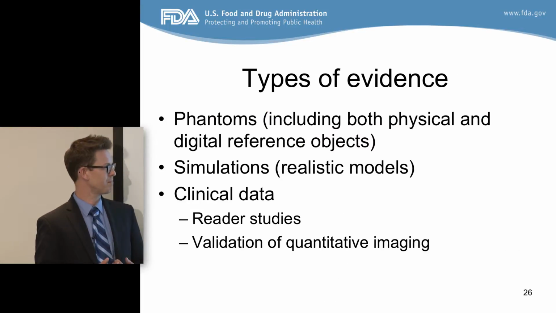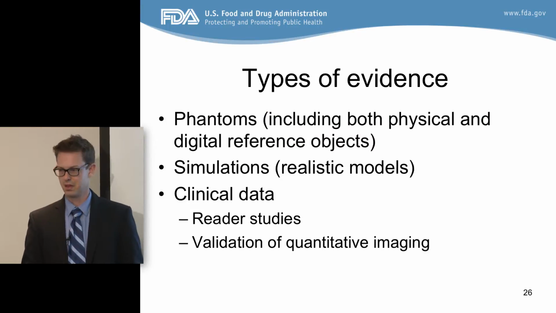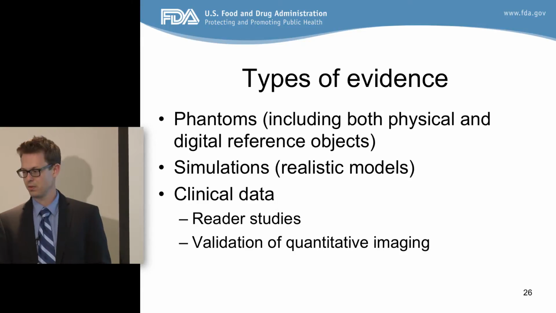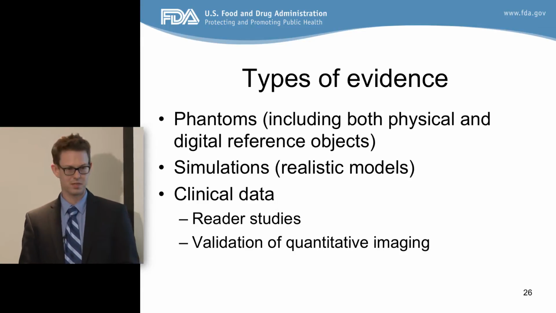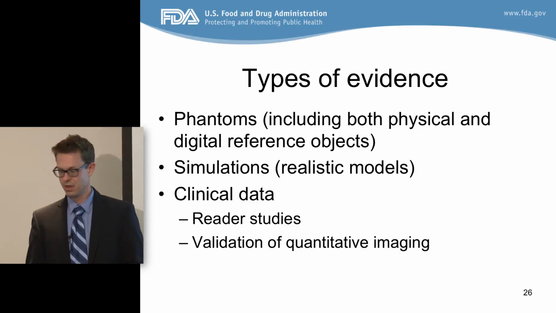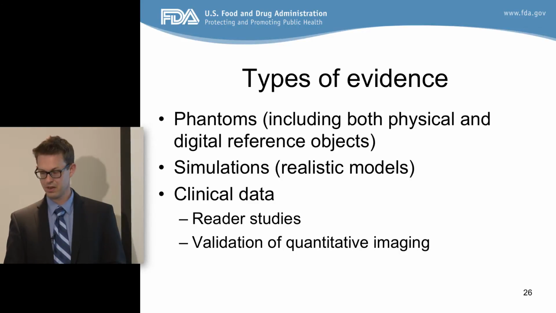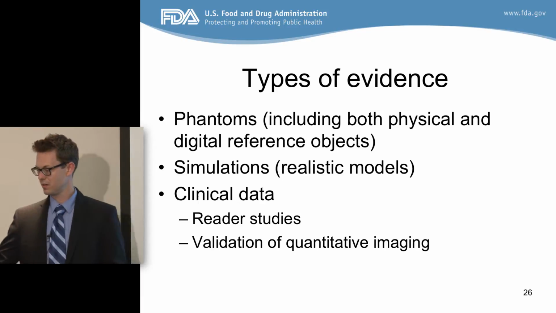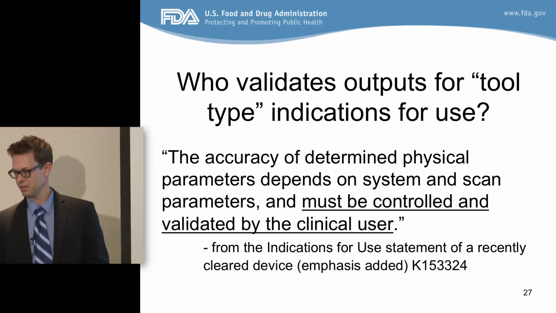So in order to understand that better, we look at different types of evidence. There's phantom evidence, both physical and digital reference objects, or digital phantoms. You can use simulations, realistic models, clinical data, reader studies, all these to help validate imaging.